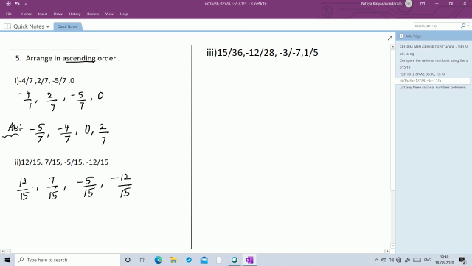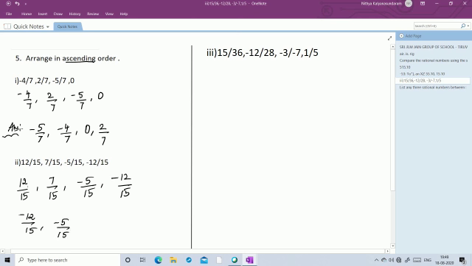So here, compared to negative, positive is greater. We have two negative numbers, minus 5 by 15 and minus 12 by 15. So it's a reverse order. The greater number is the smallest number. So minus 12 by 15, then minus 5 by 15.